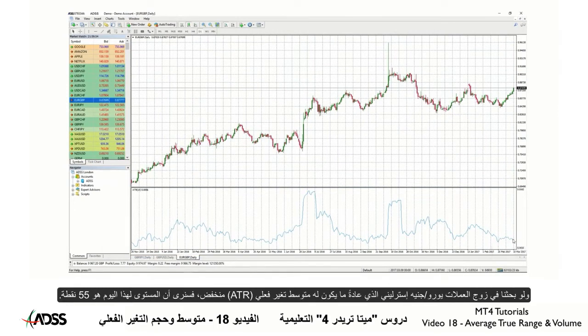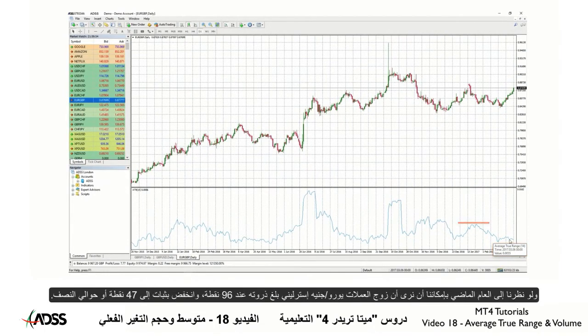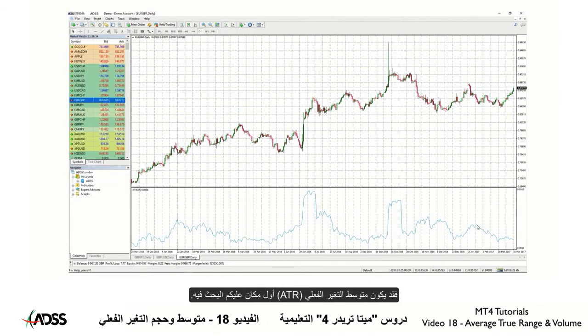If we look at Euro-Pound, which usually has a low ATR anyway, we can see that today's level is 55 pips. Earlier in the year, the ATR was almost double. If we look at last year, we can see that Euro-Pound peaked at 96 pips and steadily dropped to 47 pips, or roughly half that. This may not seem important, but if you are a new trader who has finally discovered a successful method or strategy, which for reasons unknown has stopped working, ATR might be the first place to look.